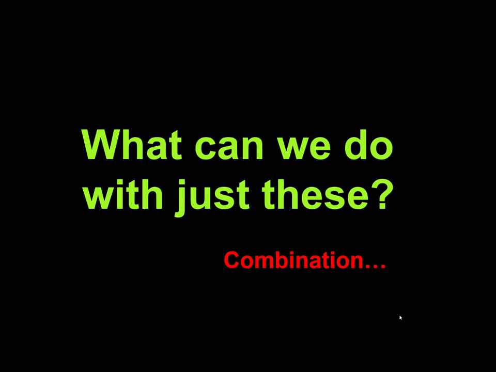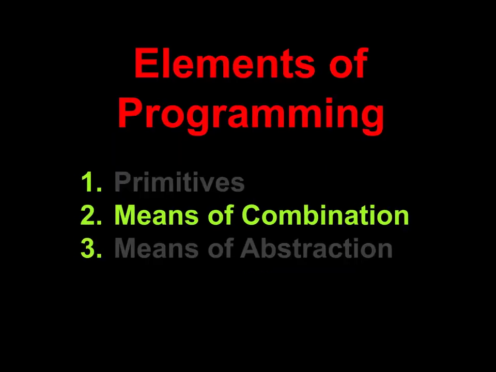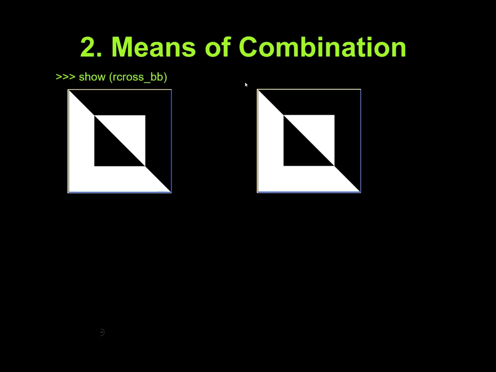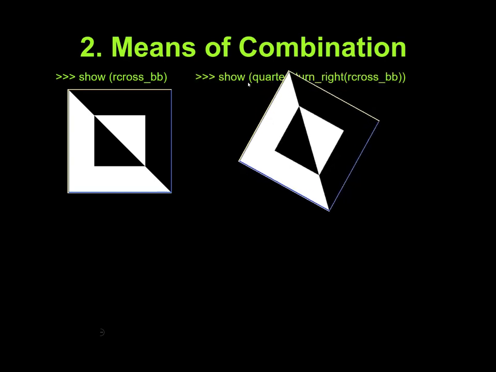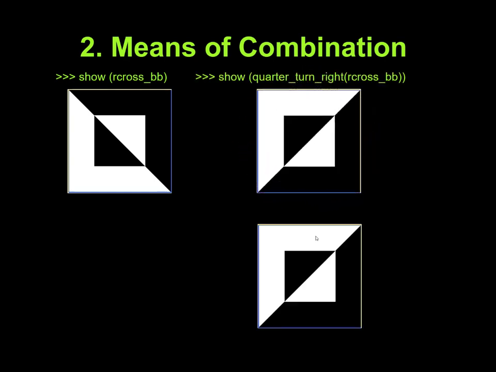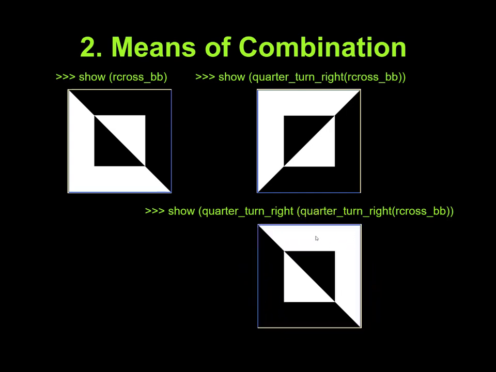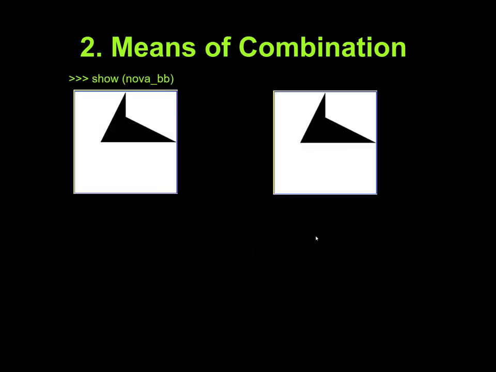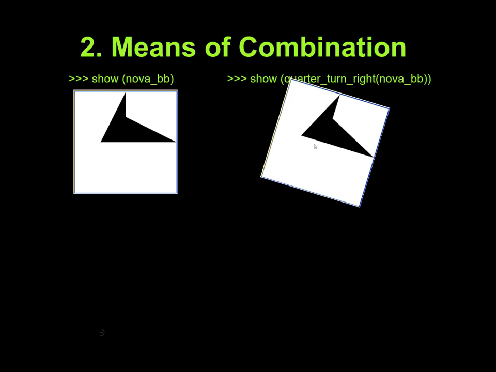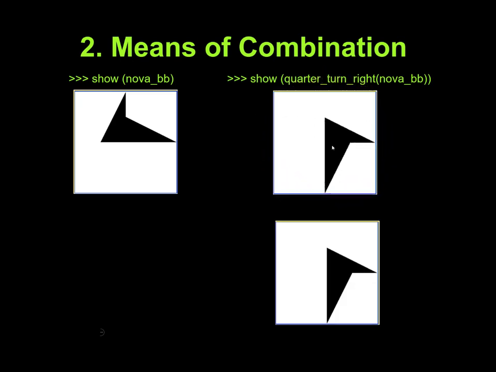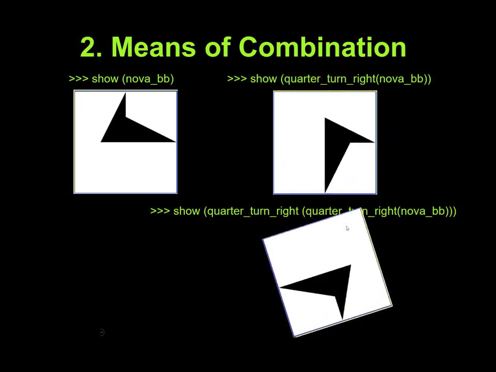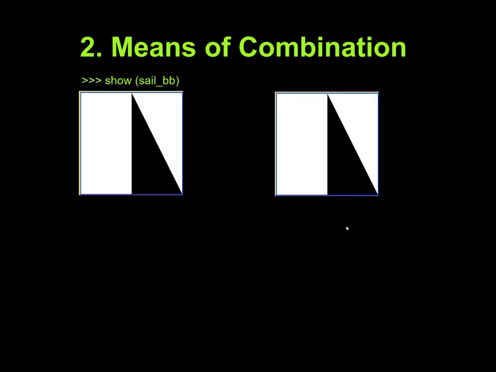That is next, the combinations. So we can put things together to get lots of interesting pictures. Okay, let's put things together to see what we get. R cross BB. Now, let's take a quarter turn. We get this. Take another quarter turn. We get this. Similarly, Nova BB. Take a quarter turn. Another quarter turn. We have this.